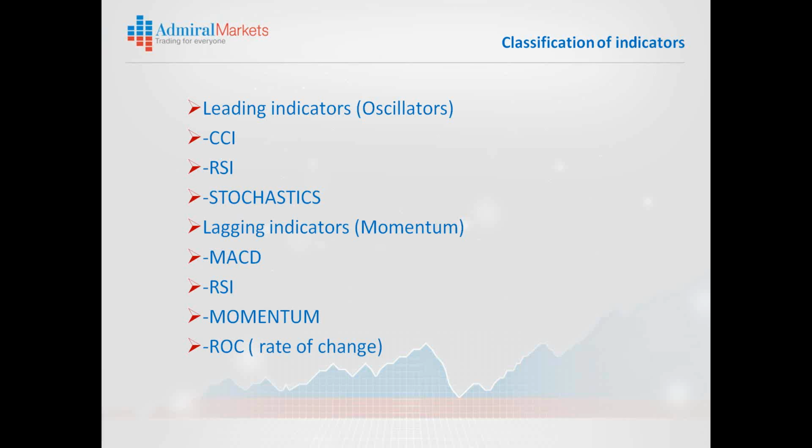A leading indicator gives us a signal before the new trend or a reversal occurs. A lagging indicator gives us a signal after the trend has started and basically informs us that the trend has already started. That means that we are a little bit late in the trend, but that is maybe a better confirmation than a leading indicator.